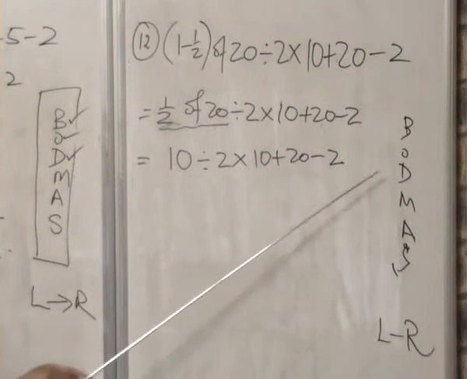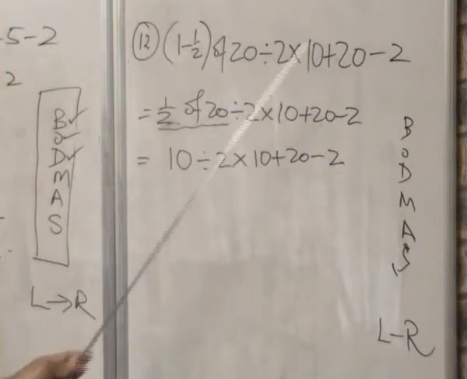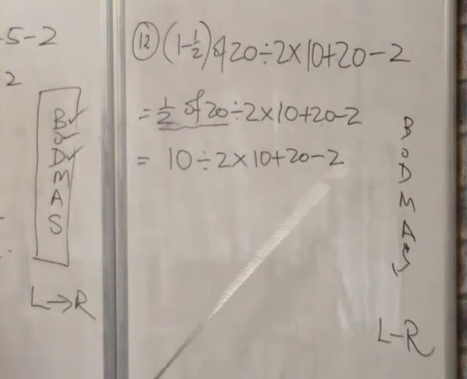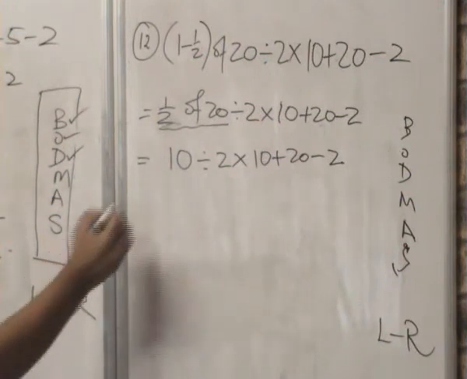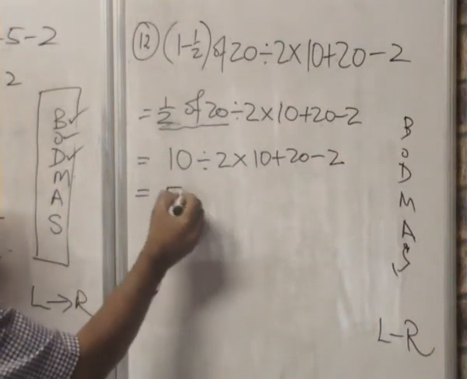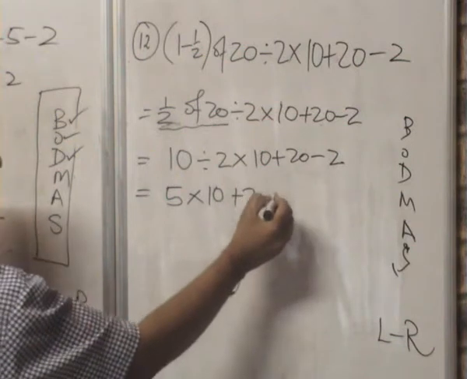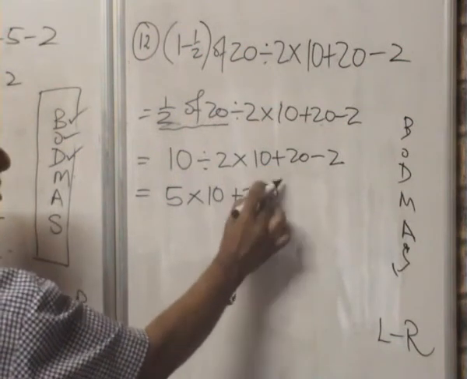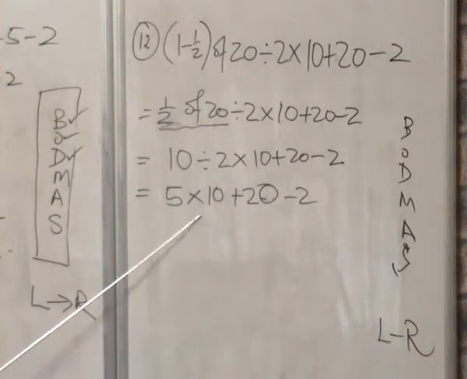Now back to the rule of BODMAS again. You're applying the same rule many times on the same example. You're looking at this and you're asking yourself, any brackets? No. Any "of"? No. Any division? Yes. So we have to do the division now. 10 divided by 2 gives you 5 times 10 plus 20 minus 2. Now you are at this step.